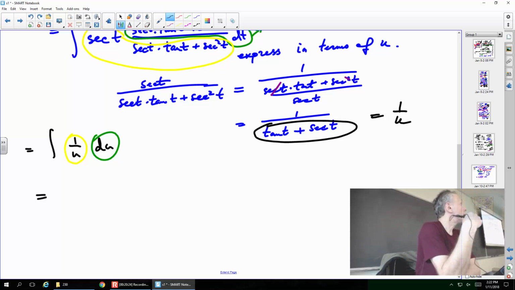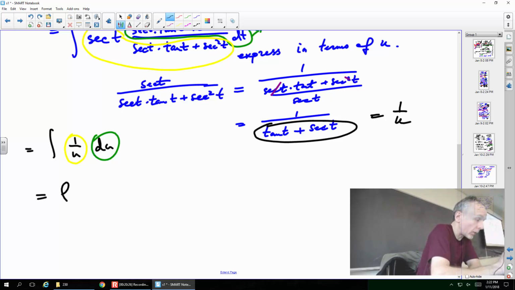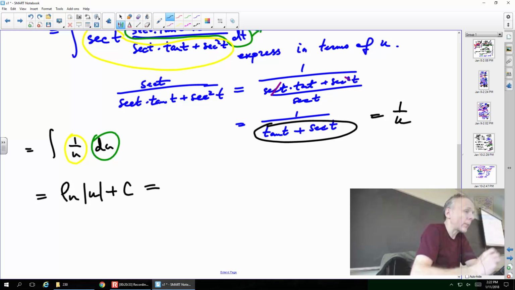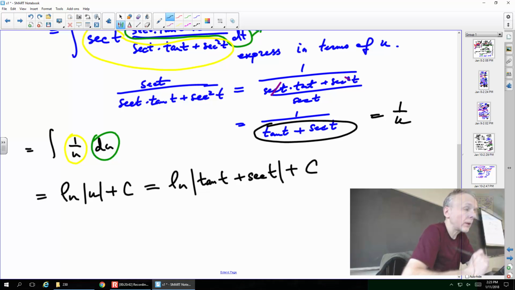Integral of 1 over u is the natural log of u, more precisely, absolute value of u plus c. Back substitution, plugging everything back in. So it will be the natural log of absolute value of tangent t plus secant t, plus c.